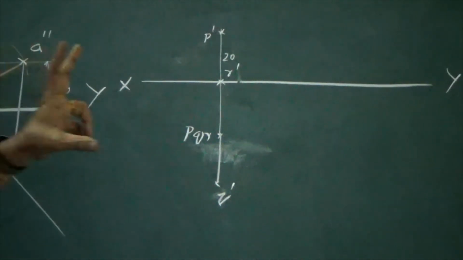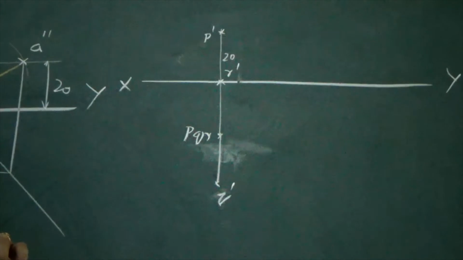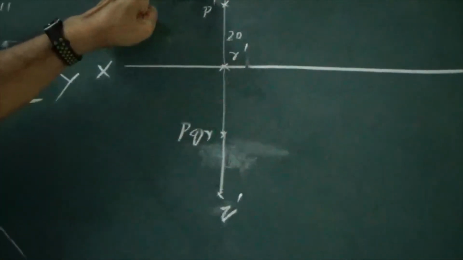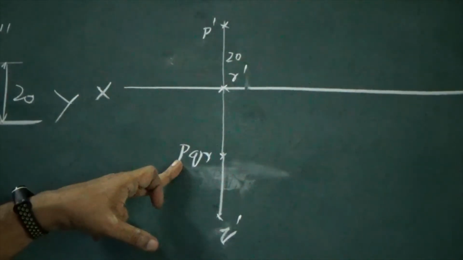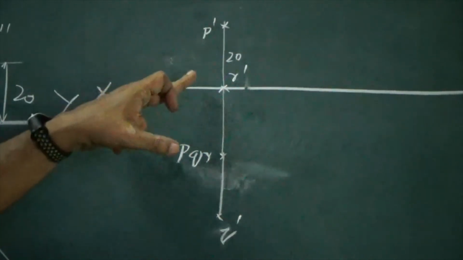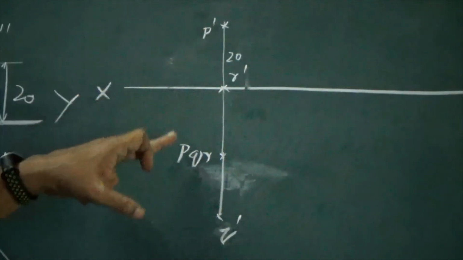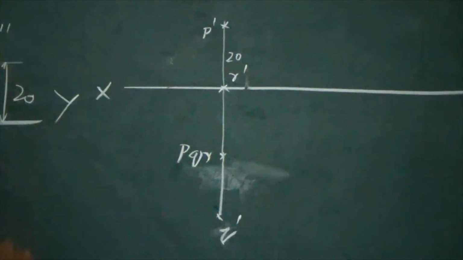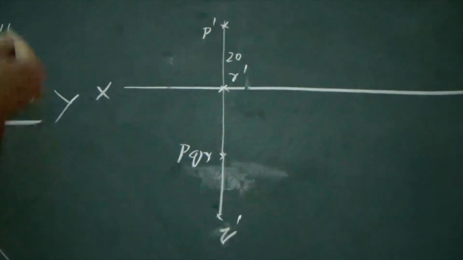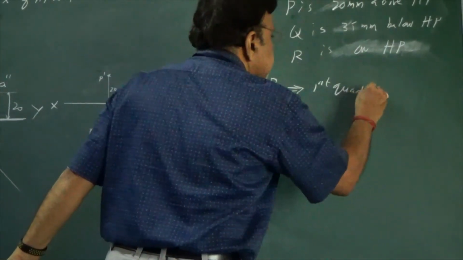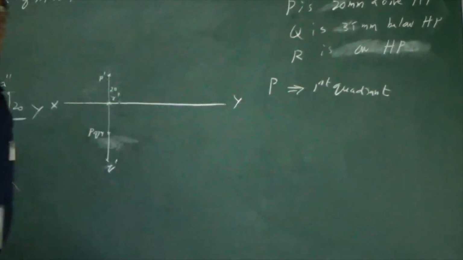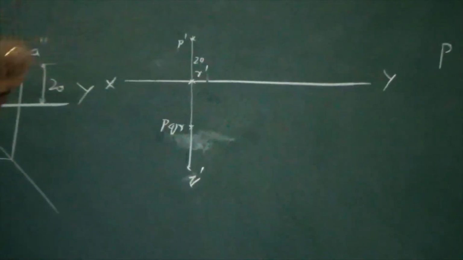Okay, now let us concentrate on point P. What about point P? In which quadrant is point P? We can see P dash front view will be above the XY line, top view below the XY line. That means which quadrant is that? That is, the point is 20 mm above HP and 20 mm in front of VP. That means what? I can simply write P is in the first quadrant.